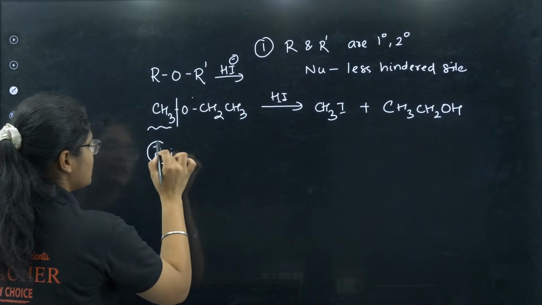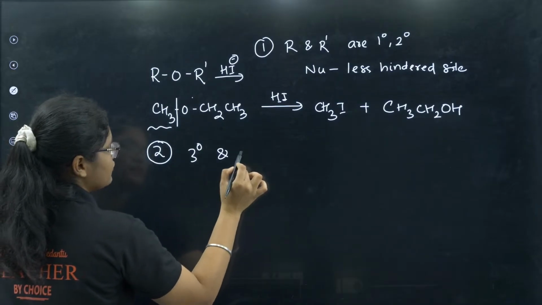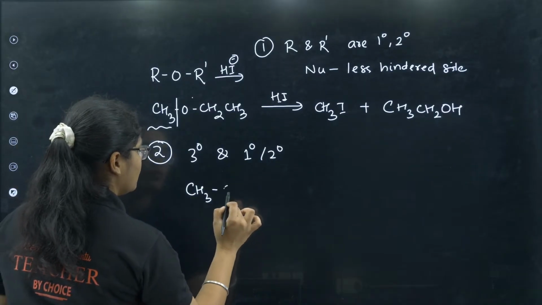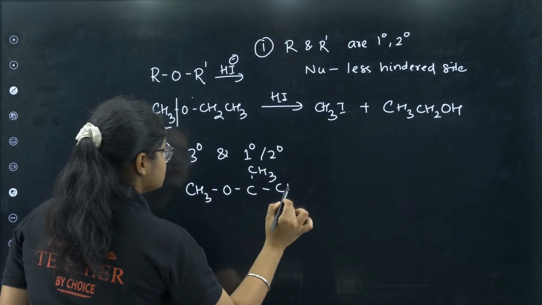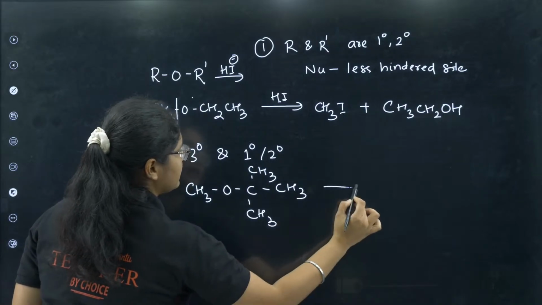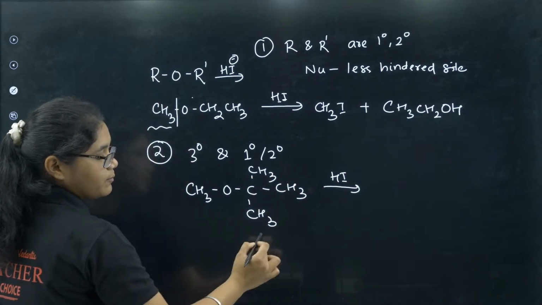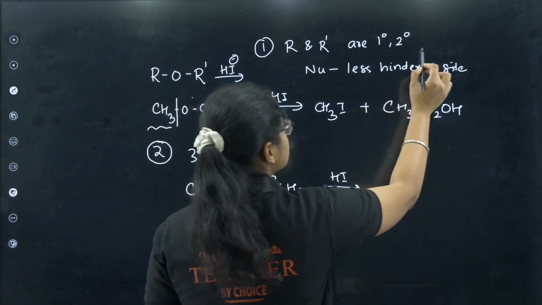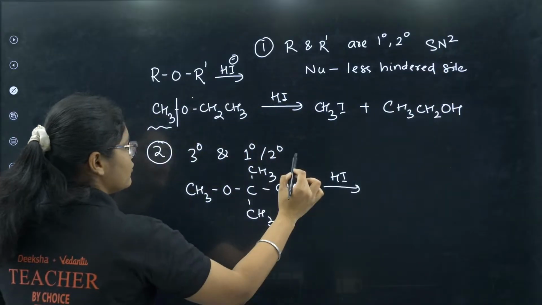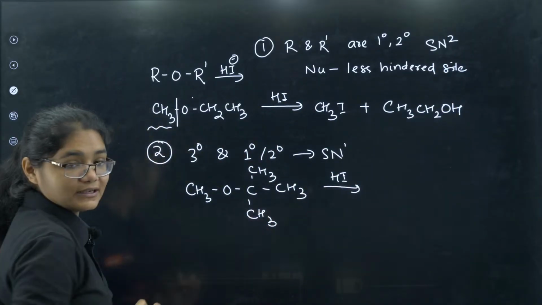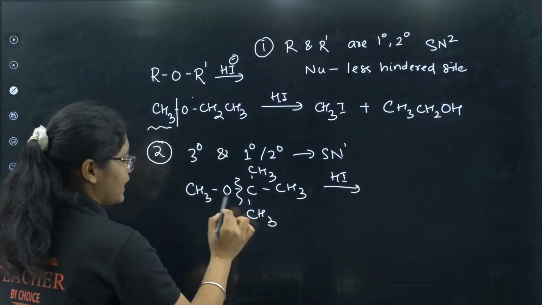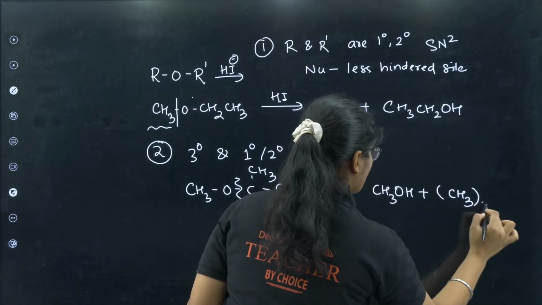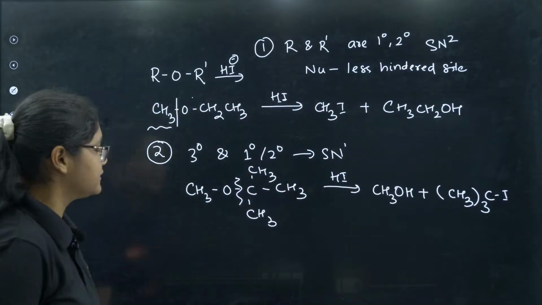Now the second case: if one side is tertiary and the other group is primary or secondary. For example, CH3O-C(CH3)3 treated with HI. Since this is a tertiary group, the I will always go to the tertiary group. The earlier case follows SN2, and here the mechanism followed will be SN1. So I goes to the tertiary side, the bond breaks, and I get CH3OH plus (CH3)3CI.